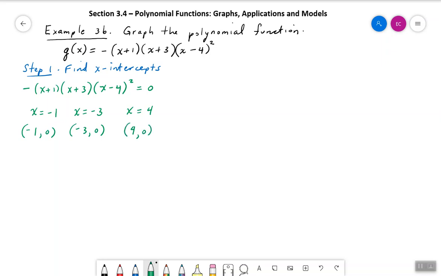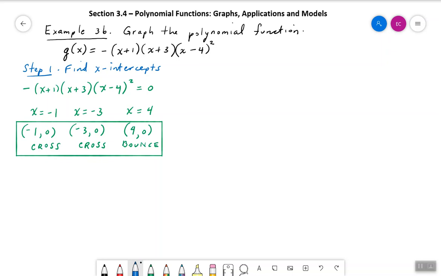And then the other thing we want to do is talk about the behavior at each of the x-intercepts. Since the exponent on x + 1 is 1, then we know that's a cross. Same for x + 3, we know we have a cross there. But x - 4 is different. The exponent is 2, and so that means that the graph will bounce off of the x-intercept. So we'll get to see that when we sketch the graph in a few minutes.